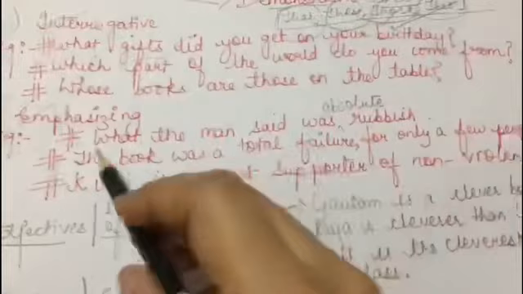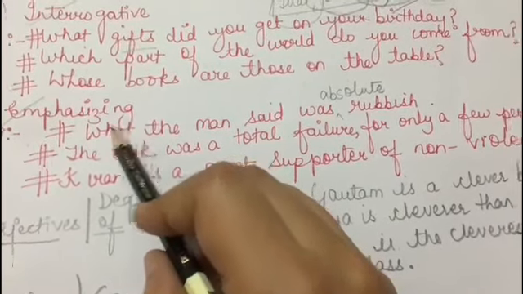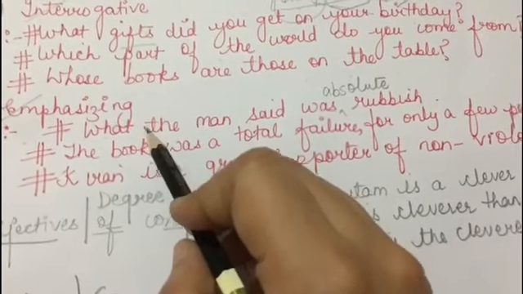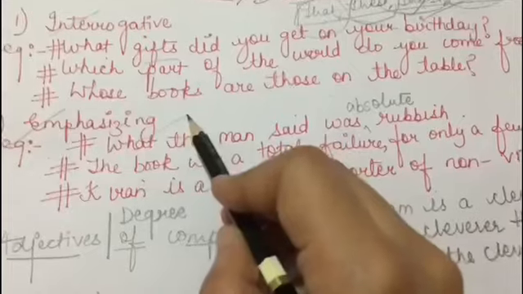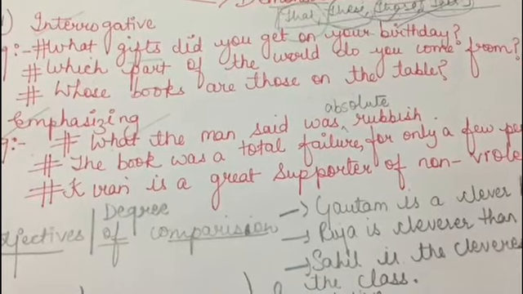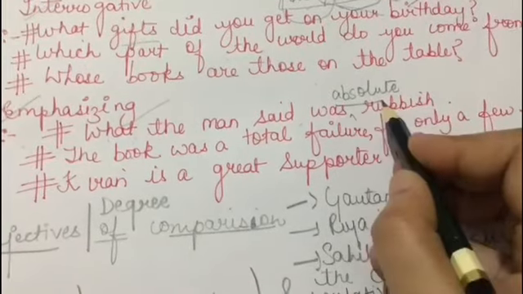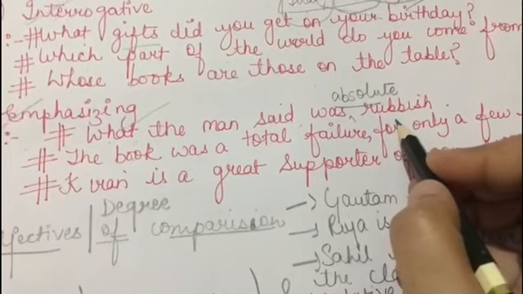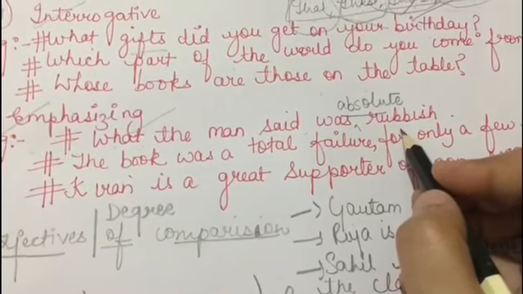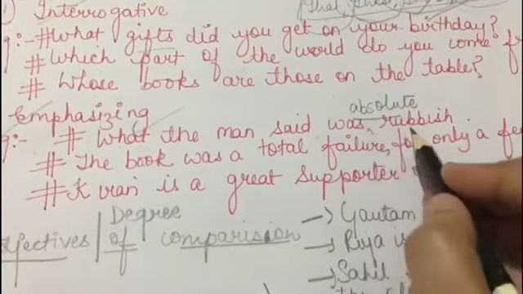So now we'll be focusing on emphasizing adjectives. So first, let us know the meaning of it. Sometimes we use adjectives to emphasize or heighten the effect of what we say, and that is known as an emphasizing adjective. Now if you look at this example, what the man said was absolute rubbish. So here the word absolute qualifies the noun rubbish, and it has been used to emphasize the worthlessness of what the man said. It was not only rubbish but also absolute rubbish.